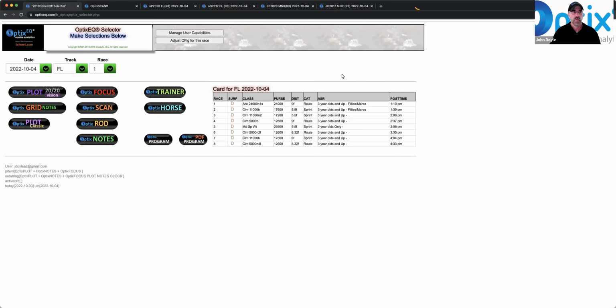It's Tuesday, October the 4th, and I'm going to take a look at OptixPLOT, some potential plays using the plot today. I start off with scan. I don't know if some of you are familiar with scan. You click this button, but what it does is you get this with plot.